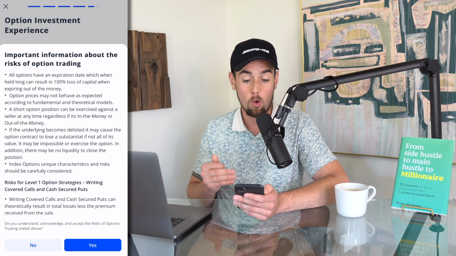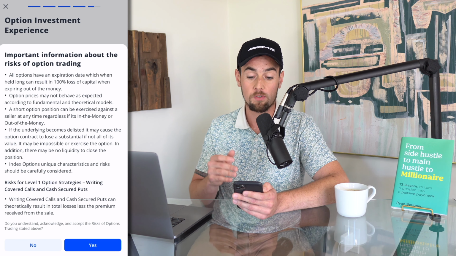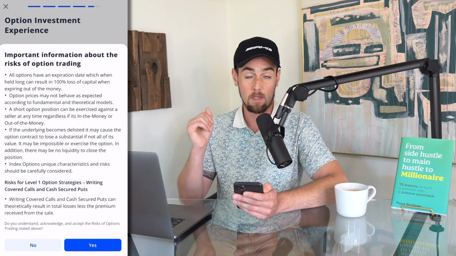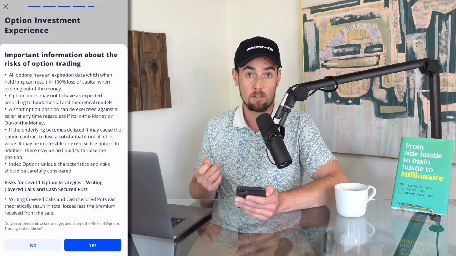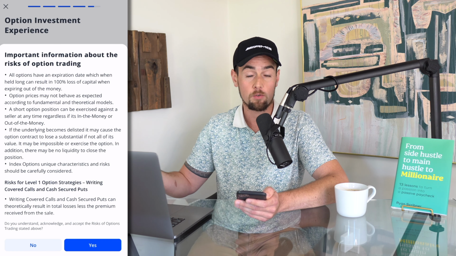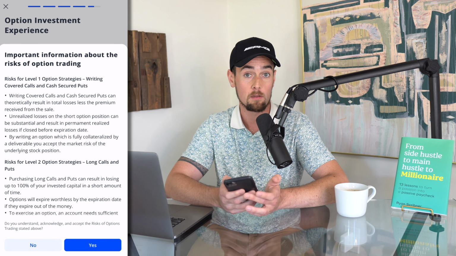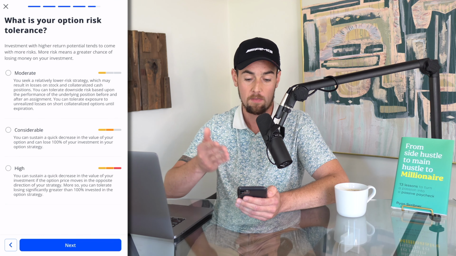Another great point here is that all options have an expiration date, which when held long can result in 100% loss of capital when expiring out of the money. If you invest in a stock and it goes down, you can keep holding on to that stock as long as you want to. But with options, if you buy the wrong options contract and it goes down, there's an expiration on that options contract, at which point it is completely worthless if it is out of the money beyond that date. So that is really important to be aware of with options, is that losing 100% of your money is actually quite common. So I'm just going to click on yes, saying that I acknowledge this here.